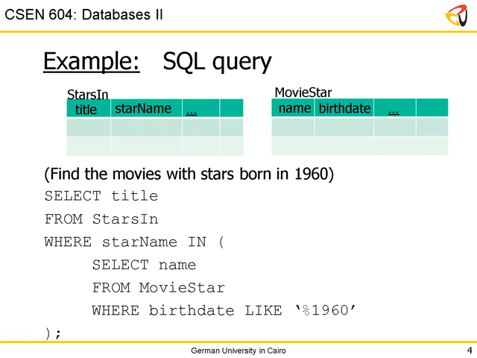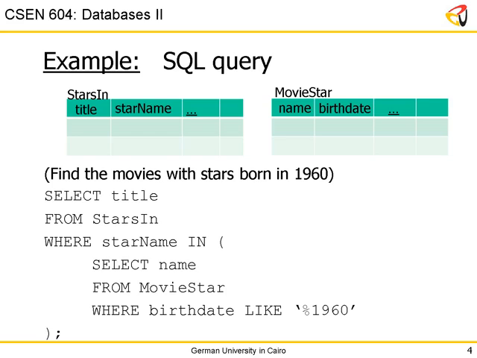The stars in table will have a title for the movie, and the star name is this name. So the two tables are linked by some foreign key. Now, if I want to find all the movies with stars who were born in 1960, I'm going to write a query that looks like this. Select title from stars in where star name is in this, like 1960.